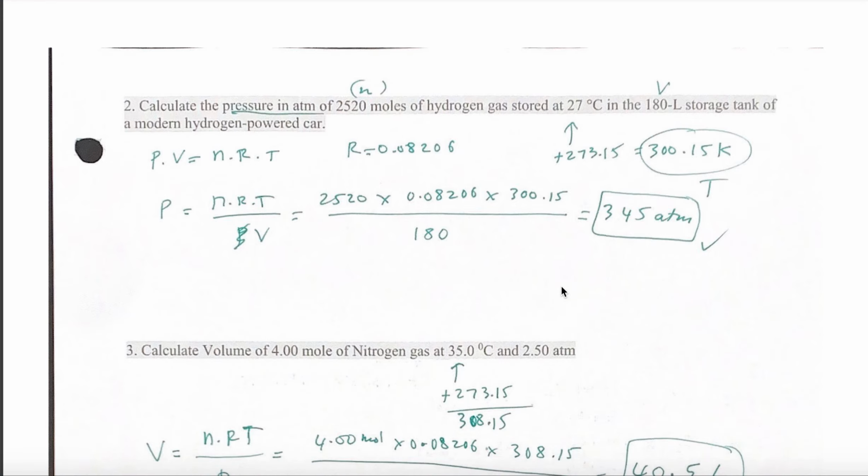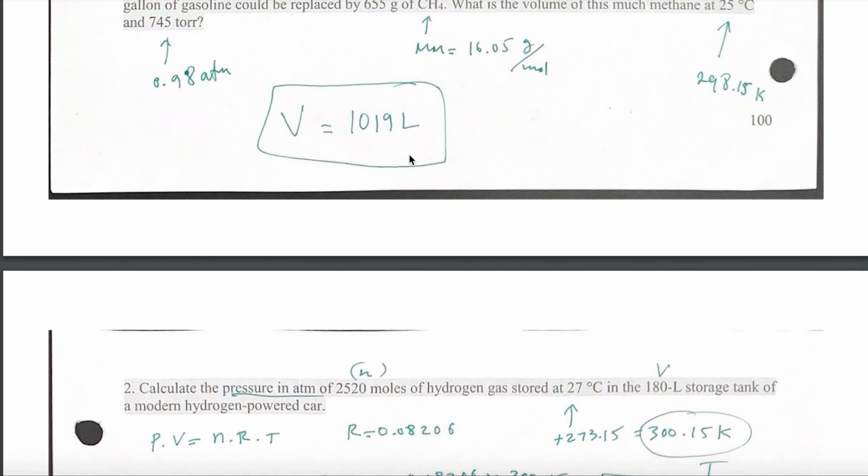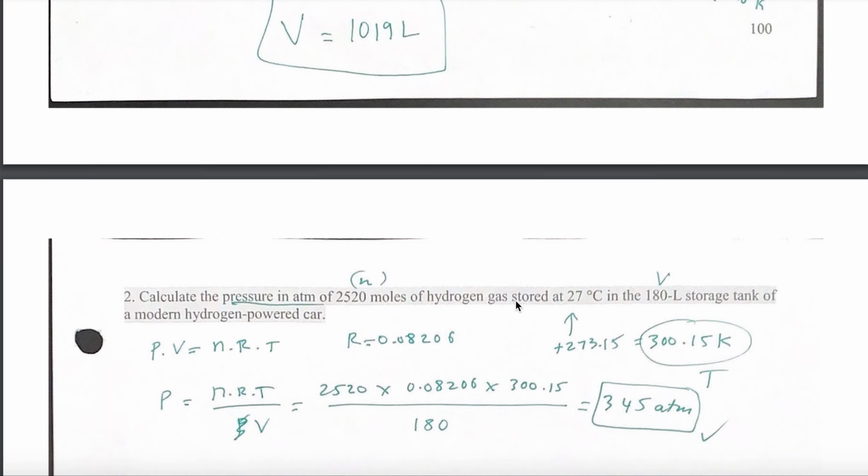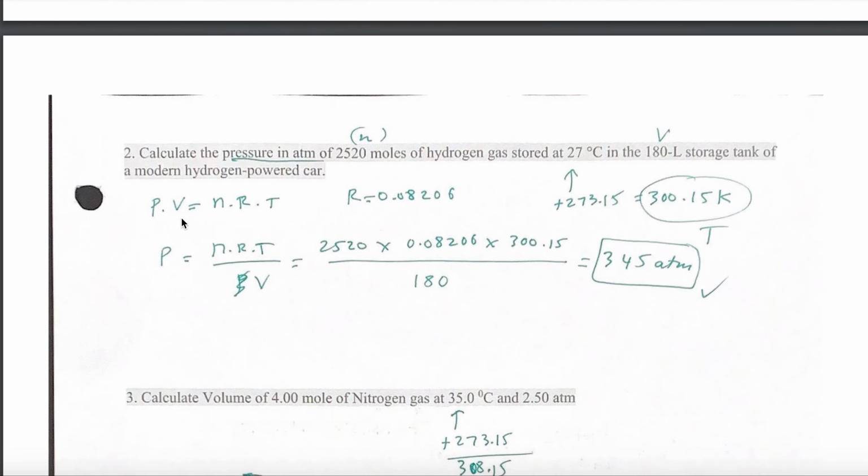Now the ideal gas law is very useful. Not only can we use it to calculate volume, but we can also use it for calculating pressure. P is going to be n times R times T divided by V. And for this particular one, we got 2520 moles times R. R is a fixed number. It does have units too.